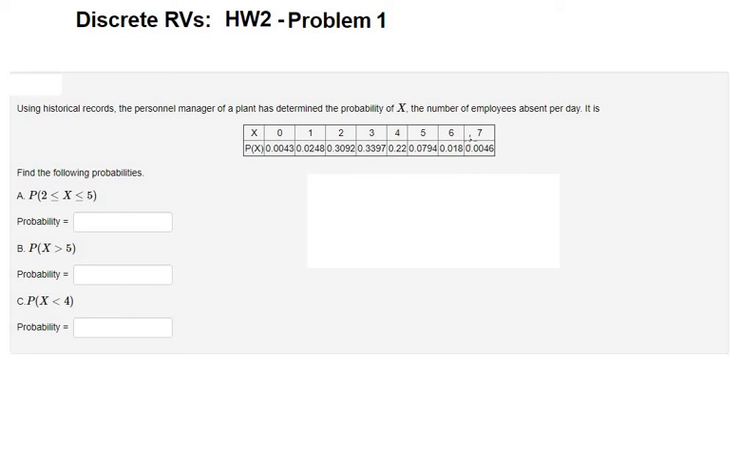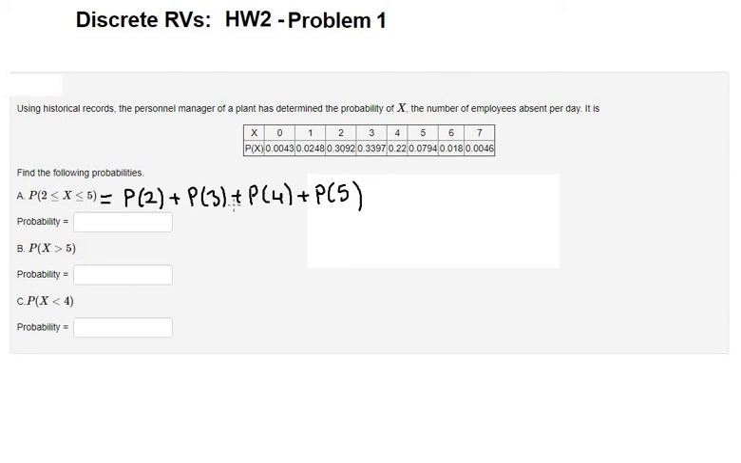Our chart is already given in probabilities, and X is a random variable representing the number of employees absent per day. So the probability that X is between 2 and 5 inclusive is equal to the probability that X is equal to 2 plus the probability that X is equal to 3, X is equal to 4, and X is equal to 5.